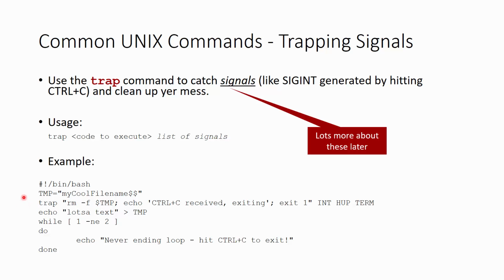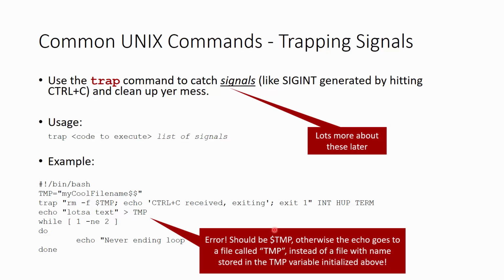Now there is an error in this script. Do you see it? The error is right here. So what's causing this error? This echo is going to send text and create it in a file called TMP. That's not what we intended. What we intended is that this should be $TMP, i.e. get the value of whatever the file name I specified up here was, and create a file with that name and put the text inside there.